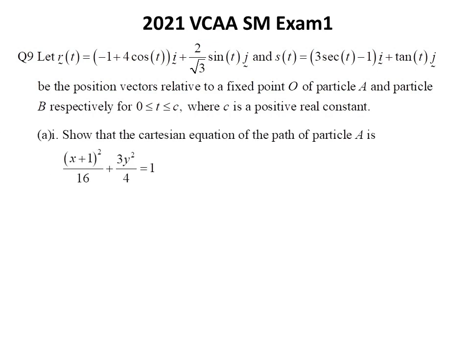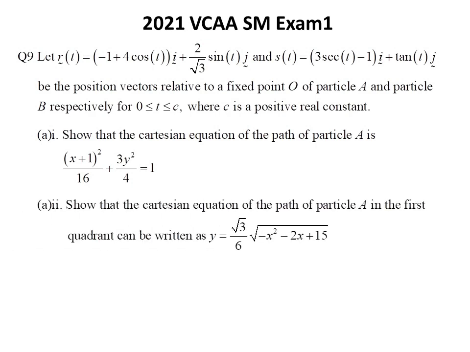There are 3 parts in this question. In part A, there are 2 sections, and section 1 is to show that the Cartesian equation of the path of particle A is (x+1)² over 16 plus 3y² over 4 equals 1. Section 2 is to show that the Cartesian equation of the path of particle A in the first quadrant can be written as y equals root 3 over 6 multiplied by the square root of negative x² minus 2x plus 15.